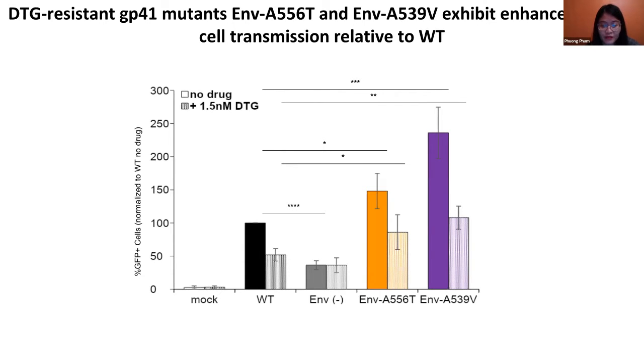And in the presence of 1.5 nanomolar dolutegravir, we observe a decrease in cell-to-cell transmission with all viruses. However, the two ENV mutants are still more efficient than wild type at cell-to-cell transfer. Overall, these data demonstrate that mutations in envelope that are insensitive to dolutegravir can be efficient at cell-to-cell transmission.